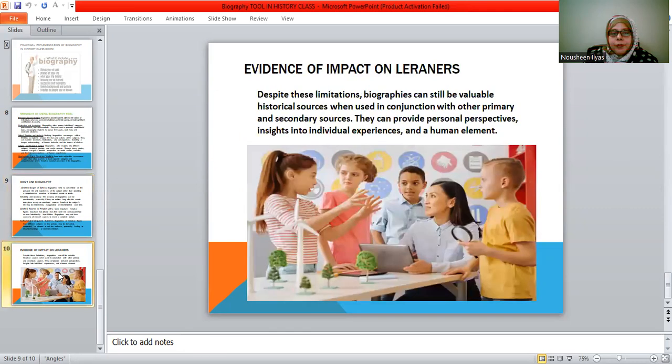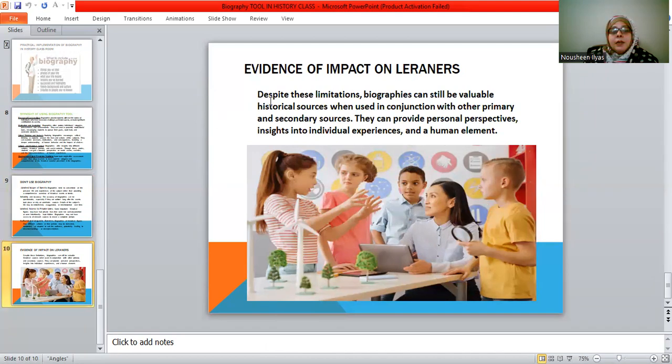But in spite of these shortcomings, you can see the learners in this picture, how happy and cheerful they are because they have done the hands-on experience. They are happy and delighted because they have done research. The teacher has played the role of a facilitator. So she is listening to the students' experience, what they have learned.